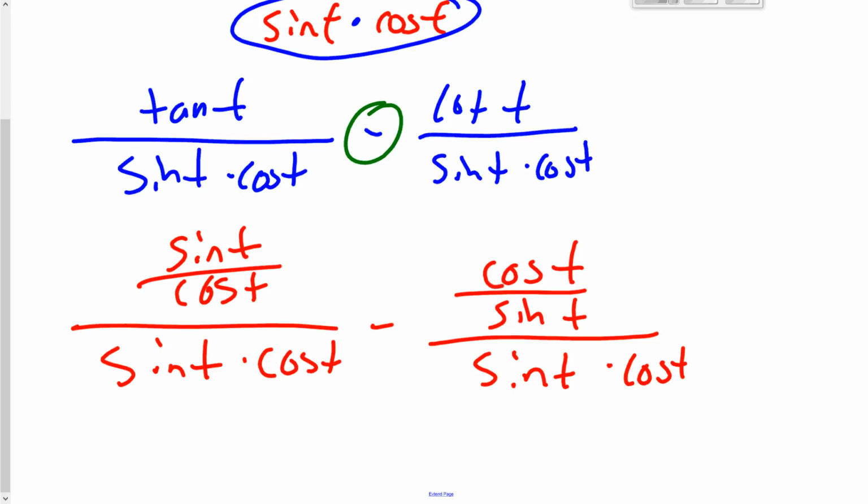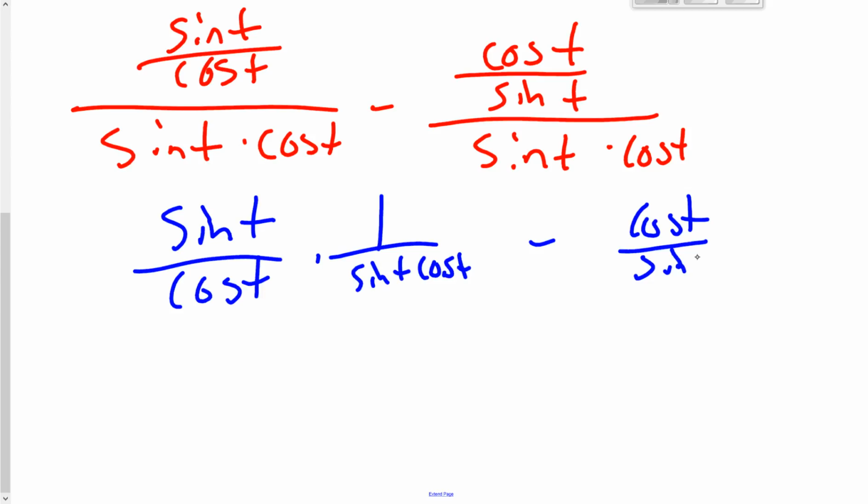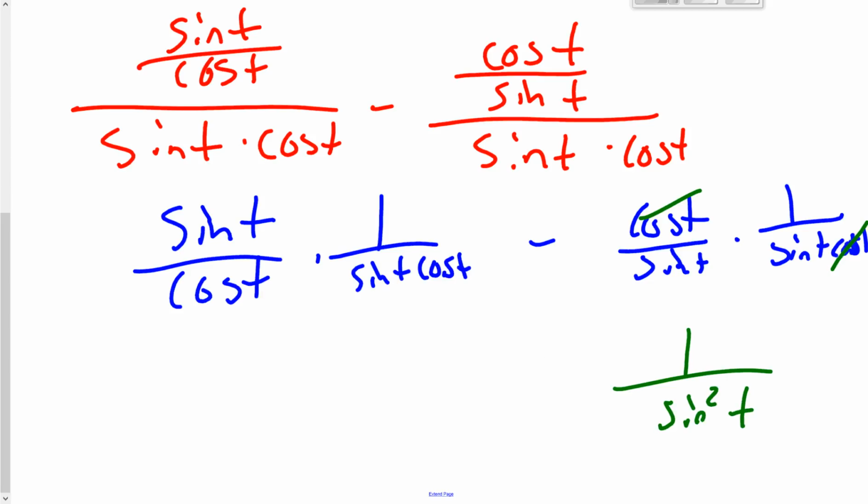So there's lots of different ways to do this. I'm just going to go ahead and take my numerators and multiply them by the reciprocals of the denominators. So multiply by 1 over sine t of cosine t, and this one, cosine t over sine t, times 1 over sine t cosine t. So here my cosines will cancel out. So I get 1 over sine times sine, which is sine squared t. Here my sines are going to cancel out, so I get 1 over cosine times cosine, which is cosine squared t.